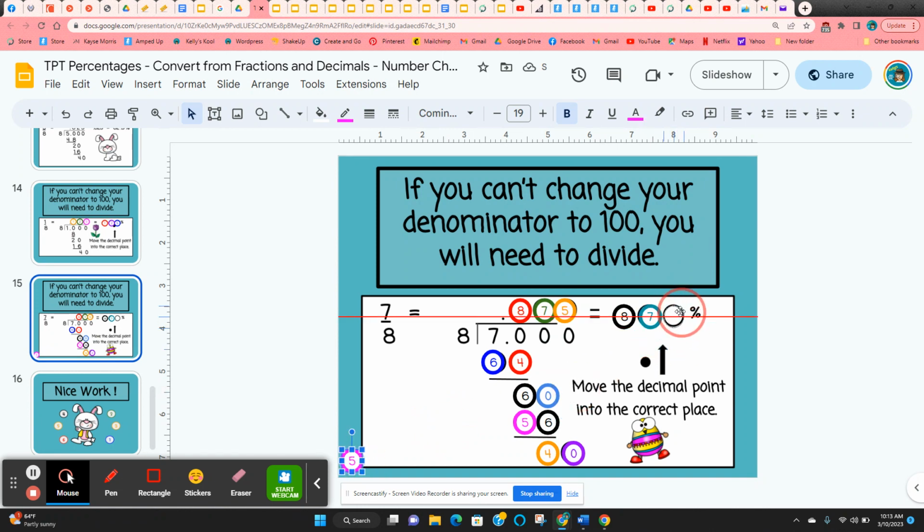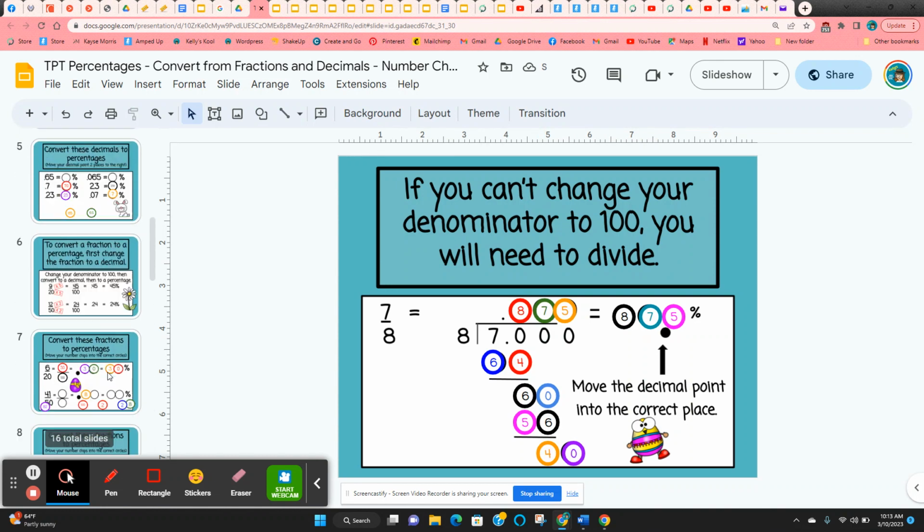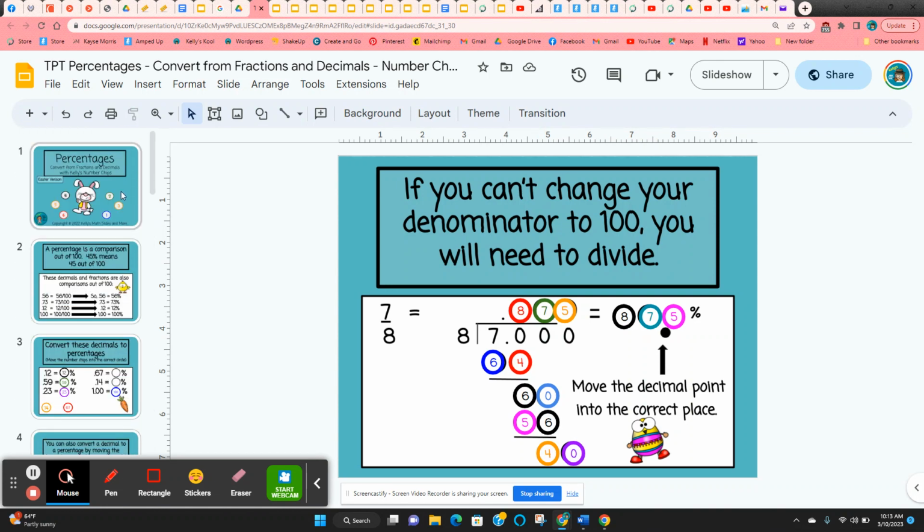If they're having trouble doing this one with the long division, I also have a number chips lesson for long division where they can get a lot more practice doing this. So they move the decimal point between the 7 and the 5. And that's it. That's converting to percentages from fractions and decimals.